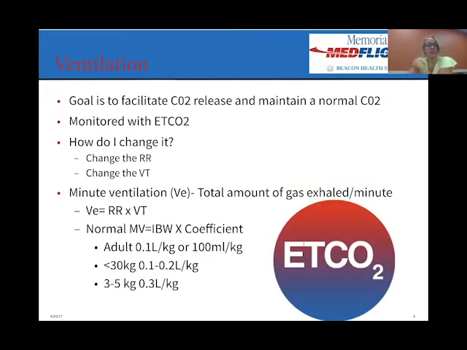The goal is to facilitate release of CO2 and maintain a normal CO2. We do this by monitoring end-tidal CO2. How do we change CO2 in a patient? Basically, you can do that through the respiratory rate. So if you want to lower the CO2, you would increase your respiratory rate. And if you want to raise it, you would lower your respiratory rate.